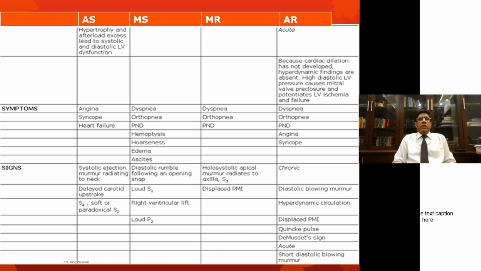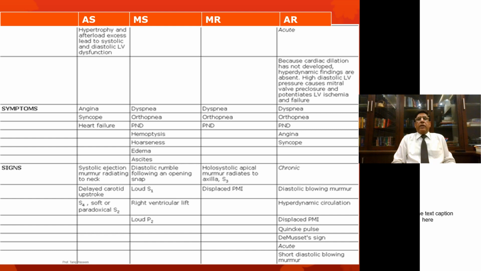The signs in mitral stenosis are usually a diastolic rumbling, flowing murmur and an opening snap, which is best heard at the apex in the left lateral position and is louder in expiration. The first sound would be loud. There would be evidence, depending upon duration and severity, of right ventricular hypertrophy, and P2 would be loud when pulmonary hypertension develops.